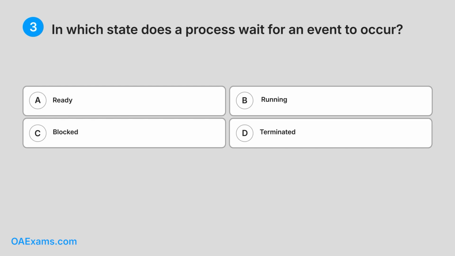3. In which state does a process wait for an event to occur? A. Ready. B. Running. C. Blocked. D. Terminated. Do you know the answer?